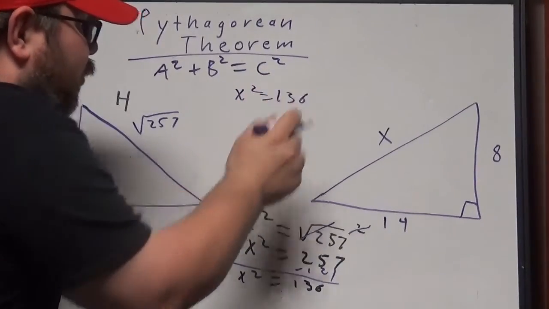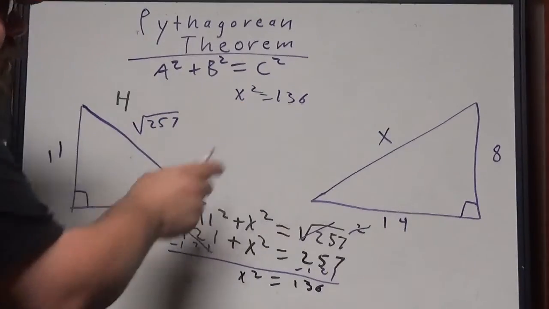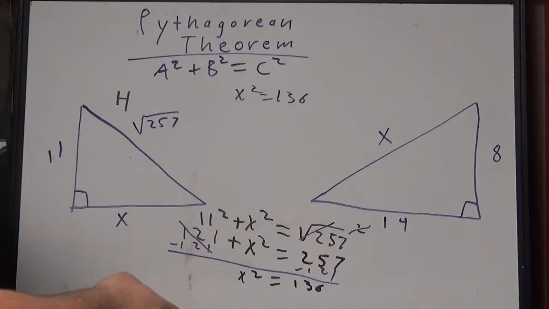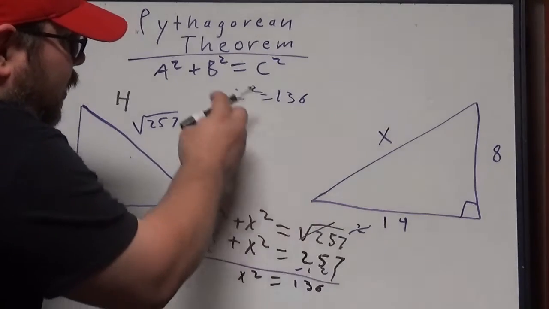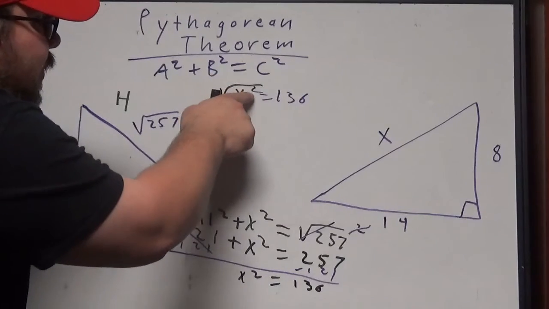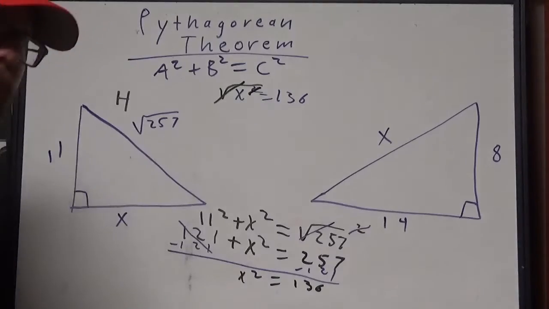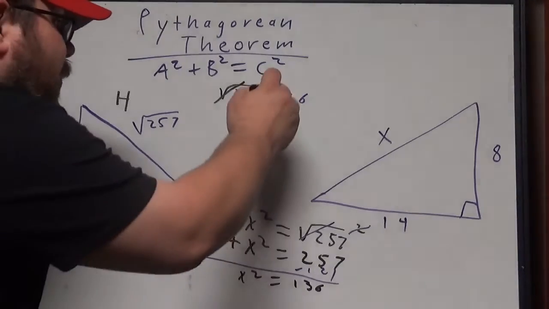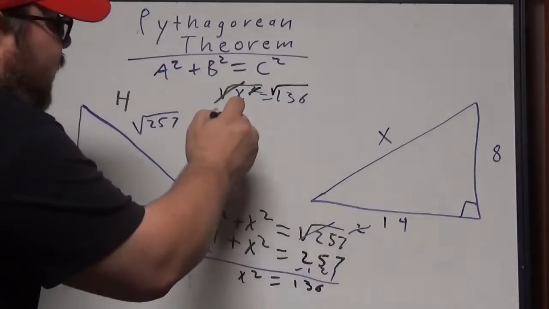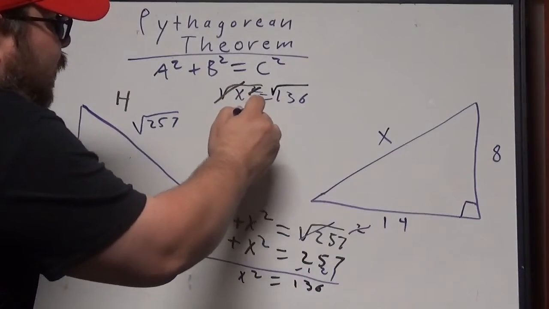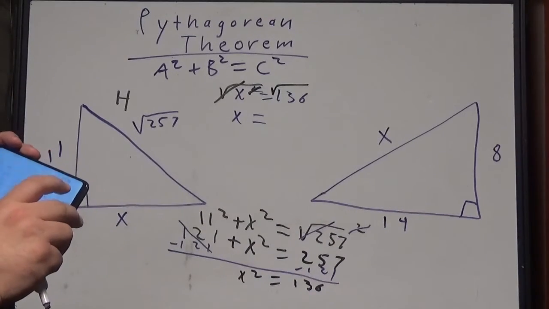No, the answer is not, of course, 136. We have one more thing to do. We have to get rid of this square. What's the opposite of a square? A square root, as we just saw here. So I want to cancel this square by square rooting. Whatever I do to one side, I have to do to both. So I'm going to find the square root of 136. I'm getting ahead of myself a little bit with the calculator, but that's what I'm going to put in the calculator: square root 136.